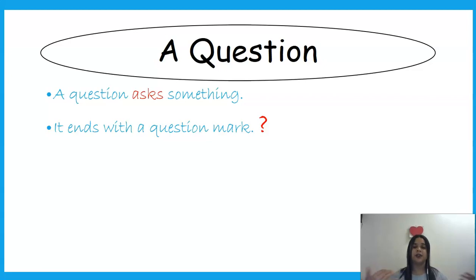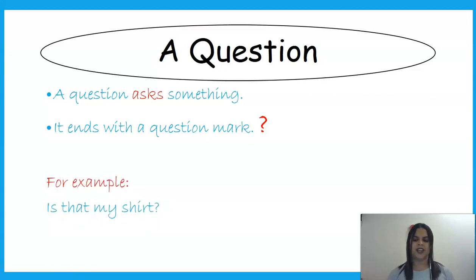So when we're asking a question, we know that the structure of the sentence will change a little bit so that we are able to show that we are asking a question, and we know that it will end in a question mark. For example, is that my shirt? Where are they going?